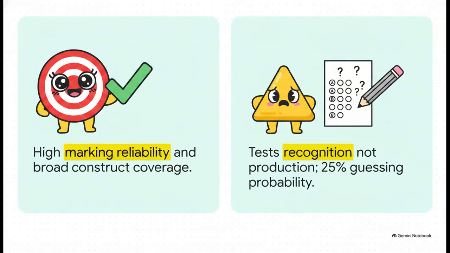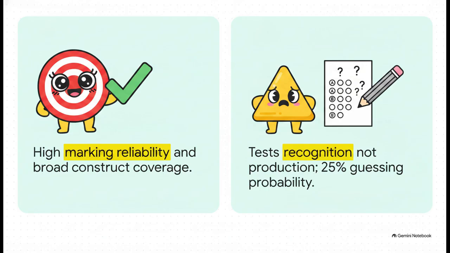MCIs are incredibly practical. For sure, you get high marking reliability, and you can pack in dozens of questions to cover a massive amount of material very quickly. But the trade-off is steep. They only test recognition, not production. I mean, a student might correctly identify a perfectly structured sentence, but be totally unable to write one themselves. Plus, with 4 options, every student walks into the room with a 25% guessing advantage right off the bat.